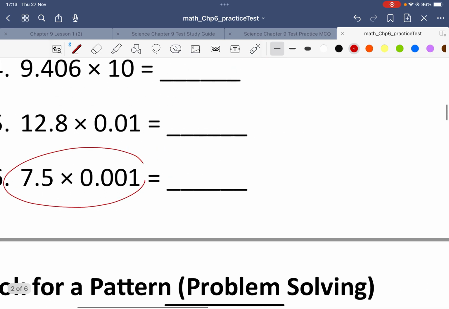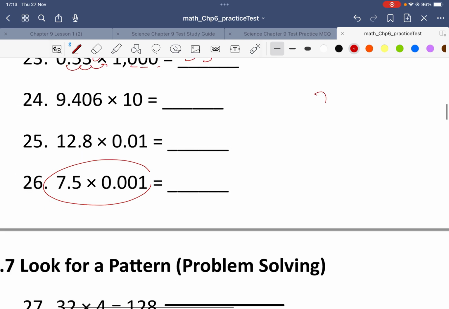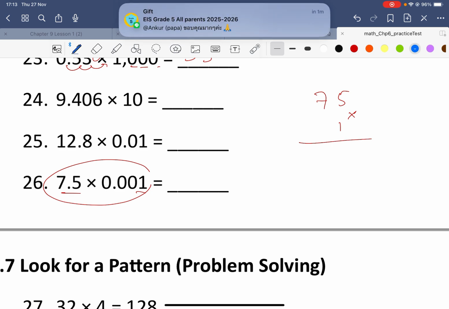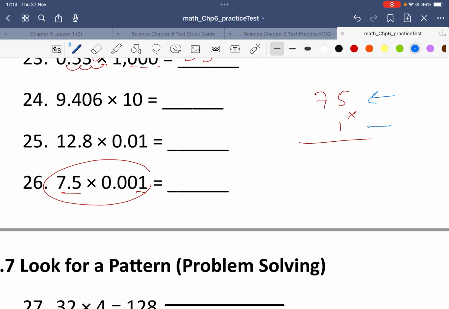Let's see something like this. How to do this question? Same, just write 75. Okay, ignore the decimal. Multiplied with 1. Okay, then you write here, how many decimal points does this guy have? 1. So just write 1 dp. How many decimal points you see here? 3. So right here, 3 dp. So if you multiply it out, add the dp, your answer will contain 4 decimal points.